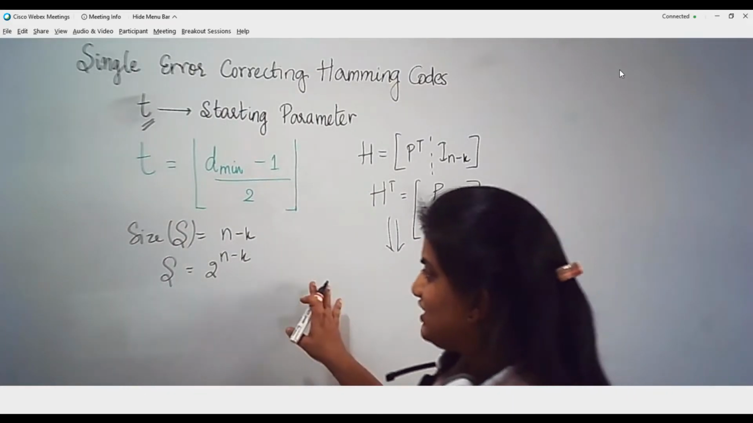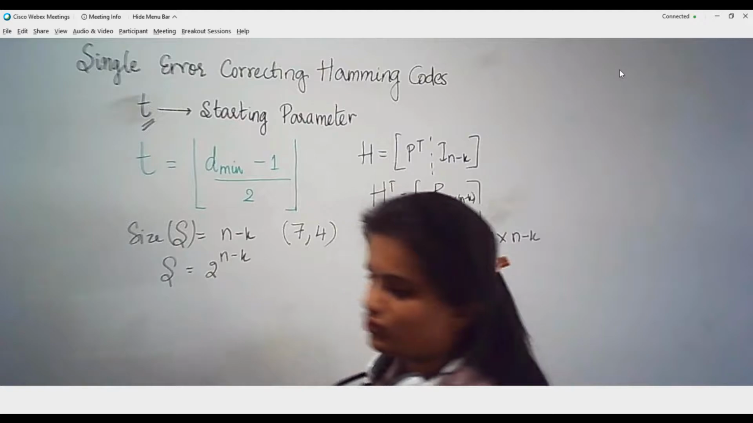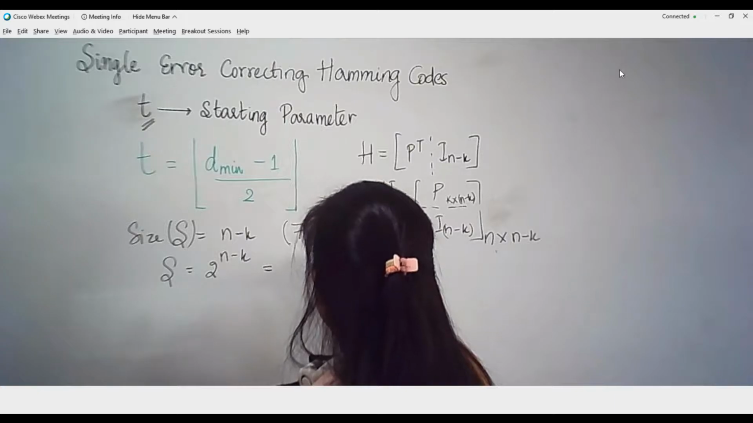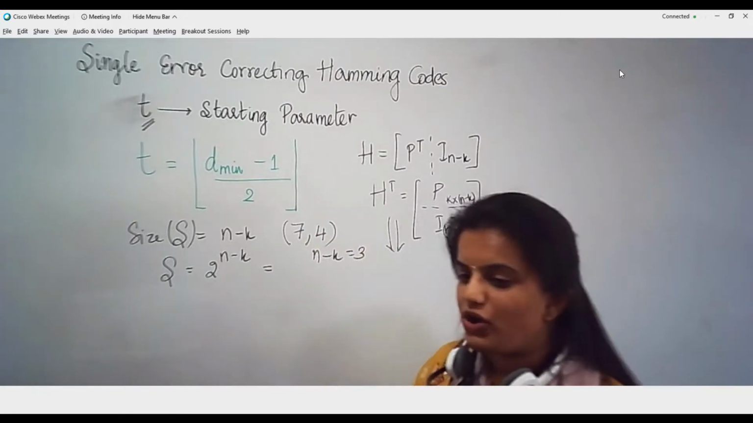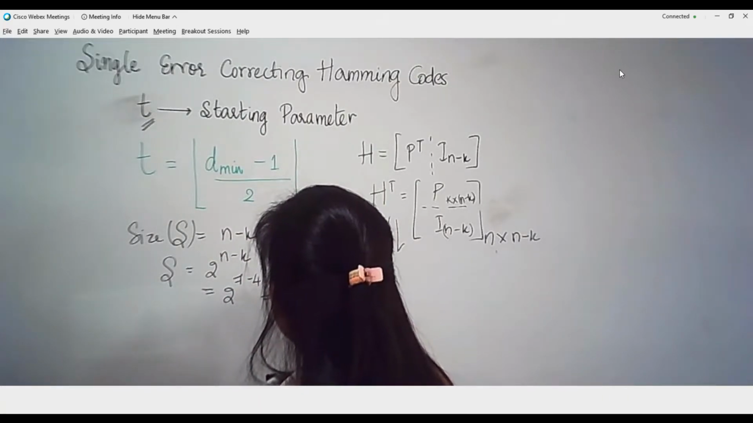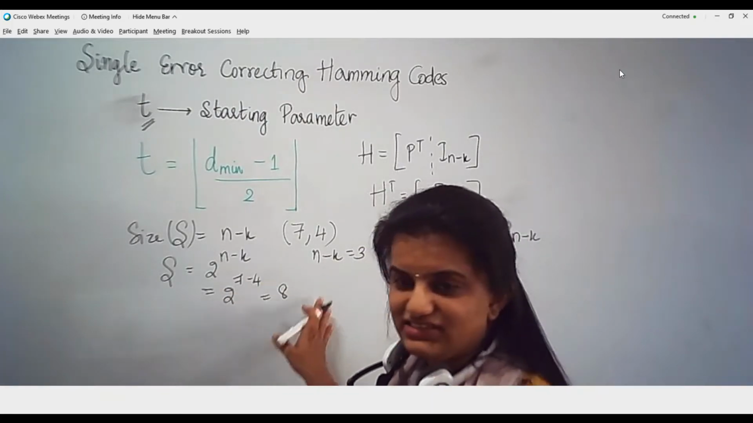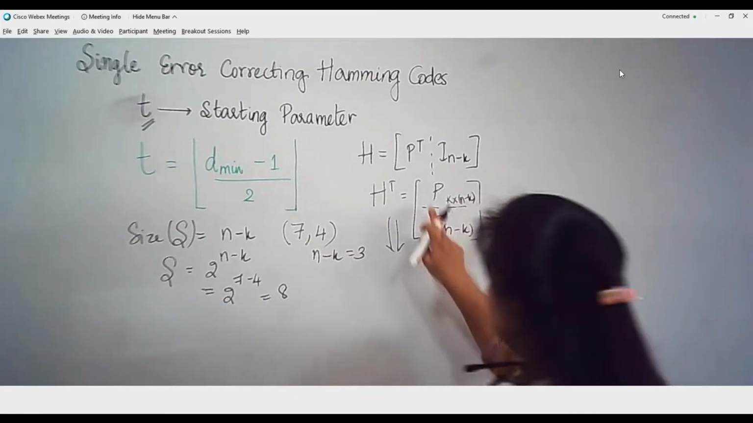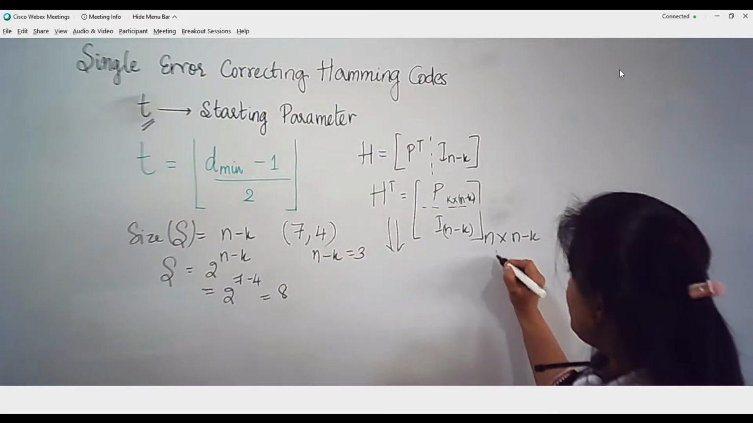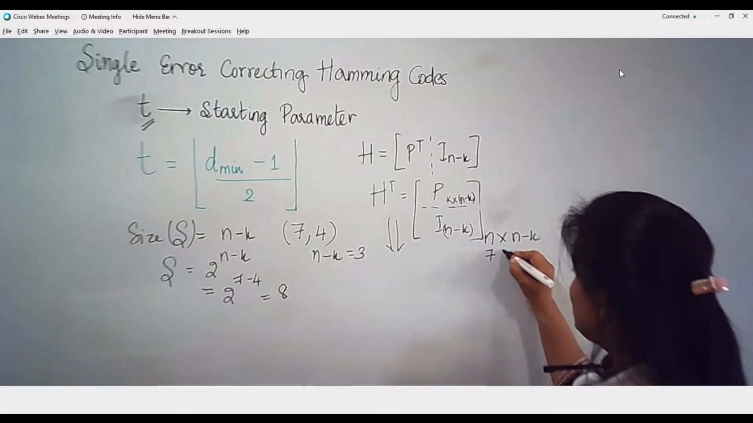So what does that mean? Assume that I am considering a linear block code of the (7,4) example. Then the syndrome would be of the size N minus K, which is equal to 3. The number of possible syndrome combinations is 2 raised to 7 minus 4, which is equal to 8. This is quite obvious. Out of these 8 syndromes, consider the H transpose for the (7,4) case. How many rows will be here? 7 cross 3.